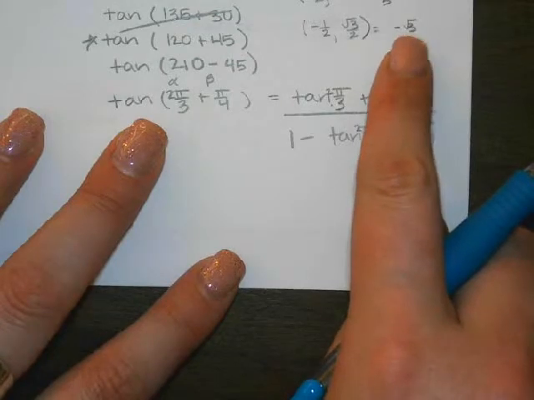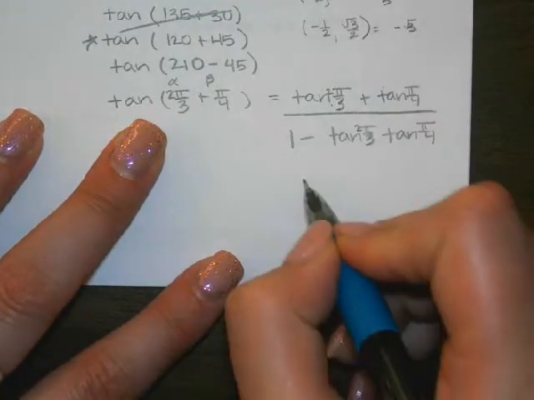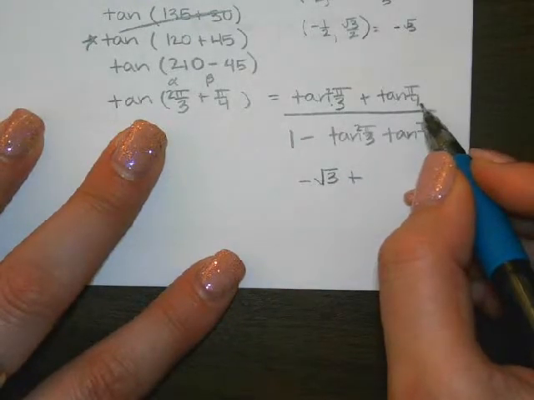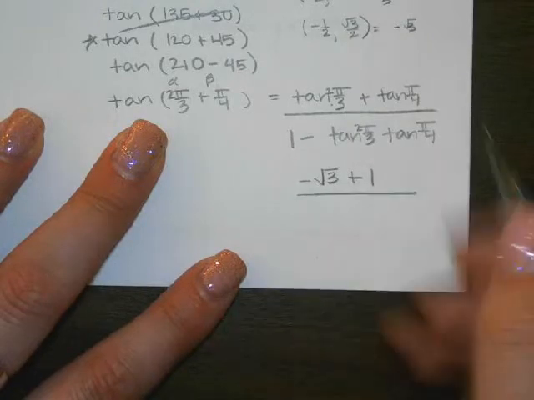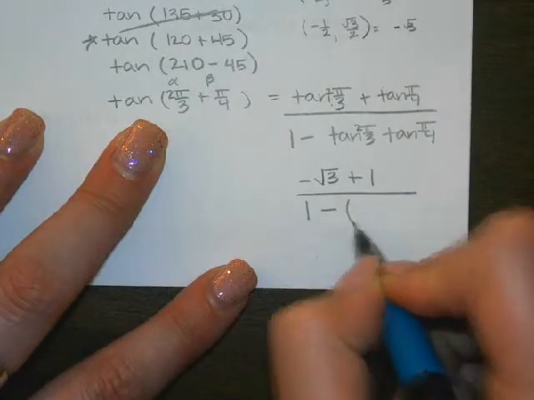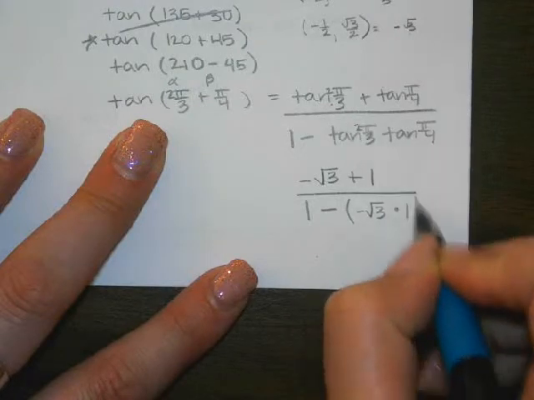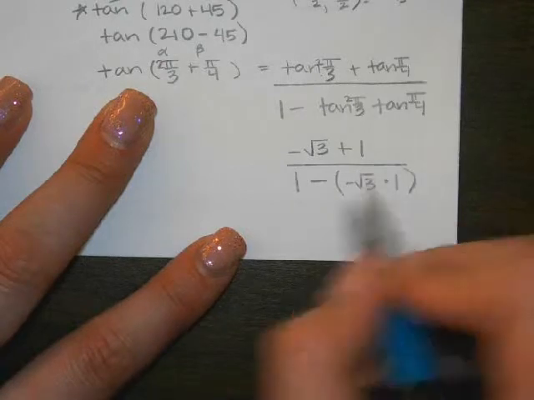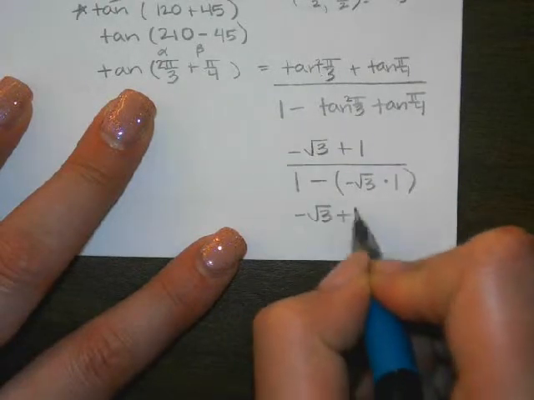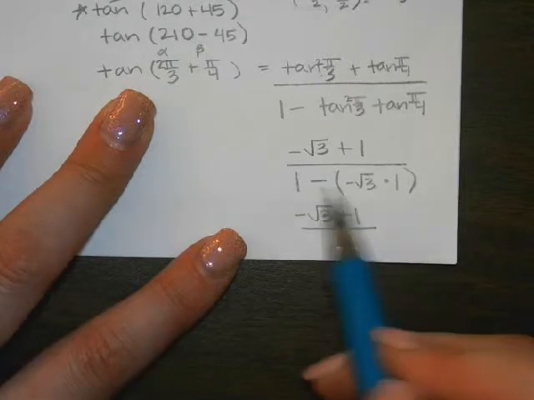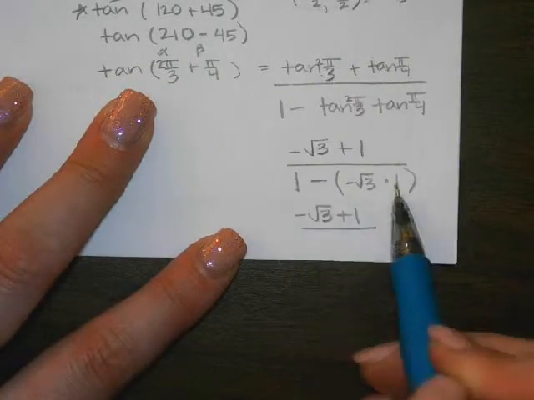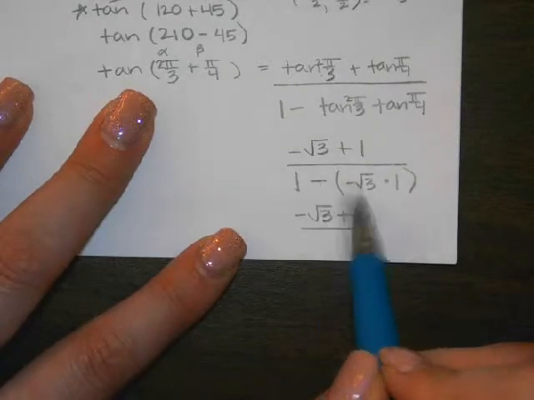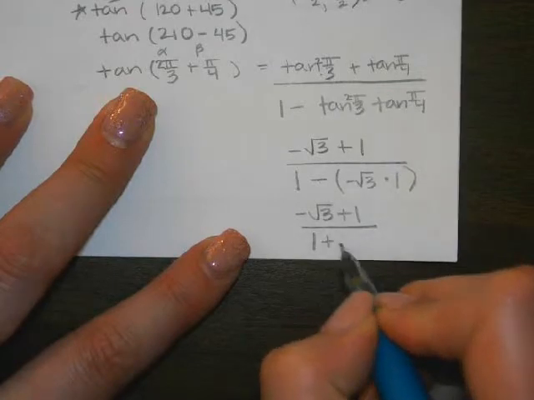We already did it. It's negative root 3. Negative root 3 plus tan of pi fourths, which is 1, divided by 1 minus negative root 3 times 1. So on the top, we have negative root 3 plus 1. On the bottom, we have 1 minus, and then when you multiply, it would just be negative root 3. And what happens when I have a minus minus? Plus. 1 plus root 3.